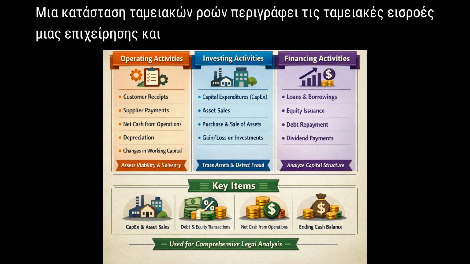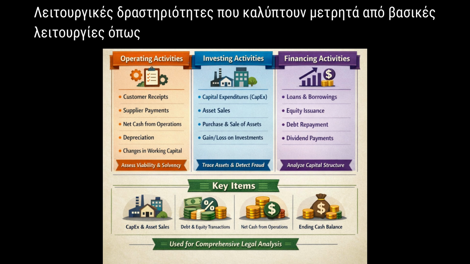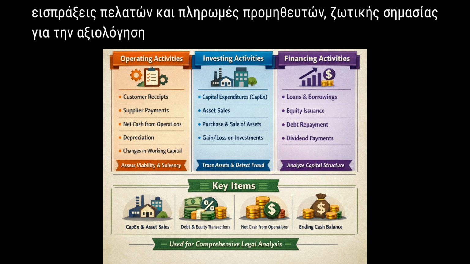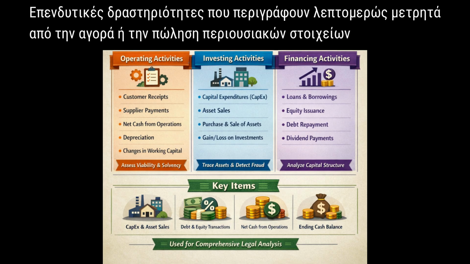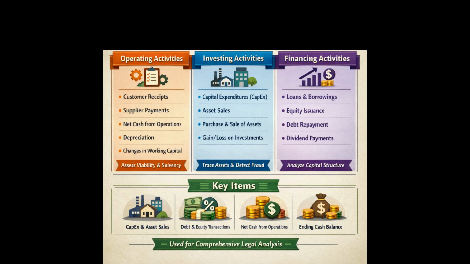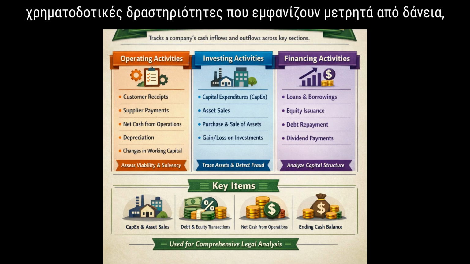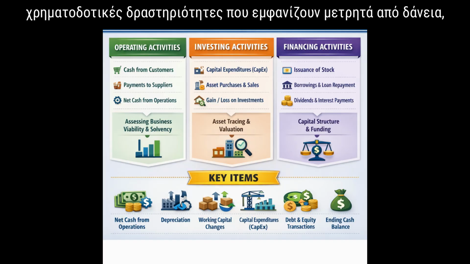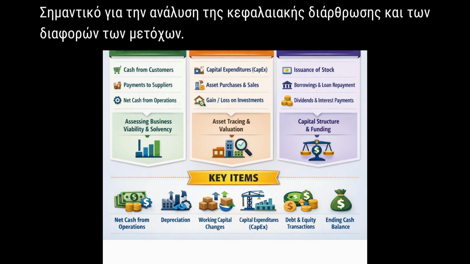A cash flow statement outlines a business's cash inflows and outflows across three key sections: operating activities, covering cash from core operations like customer receipts and supplier payments, crucial for assessing viability and solvency; investing activities, detailing cash from buying or selling assets, relevant for asset tracing, valuation, and fraud detection; and financing activities, showing cash from loans, stock issuance, debt repayment, or dividends, important for analyzing capital structure and shareholder disputes.